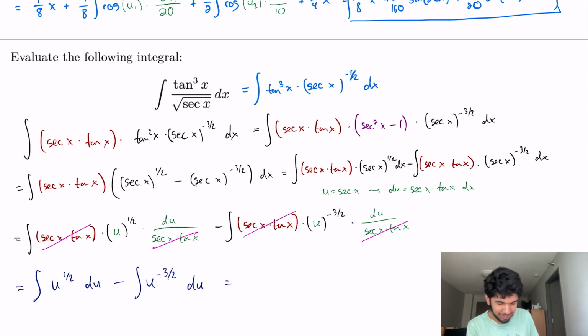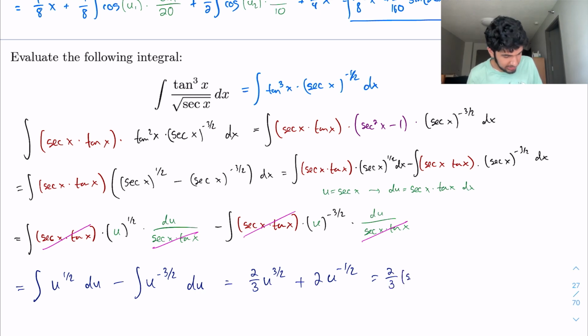We've made it this far, just don't mess up your power rule. Add 1 to 1/2 to get 3 halves, divide by that new power to get 2/3 u to the 3 halves, minus, negative 3 halves plus 1 is negative 1/2. Dividing by negative 1/2 is the same thing as multiplying by negative 2, so we can make the negative a plus sign, 2u to the negative 1/2. And now we just have to put our u back in. We set u equal to secant of x, so this will be 2/3 secant of x to the 3 halves plus 2 secant of x to the negative 1/2.